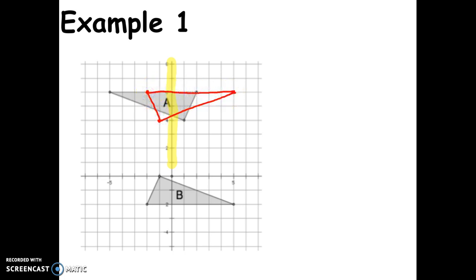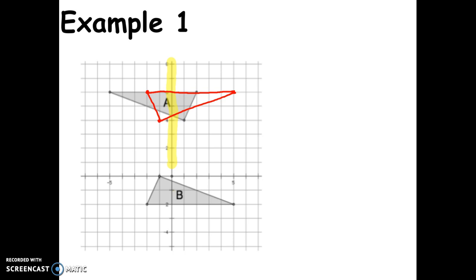So we have now reflected this across the y-axis. Now I'm almost to B. I'm closer than I was before. But now as I'm looking, I can see that I need to actually flip this again, or reflect it again. So let me figure out what line I can reflect this over to get it on top of B.